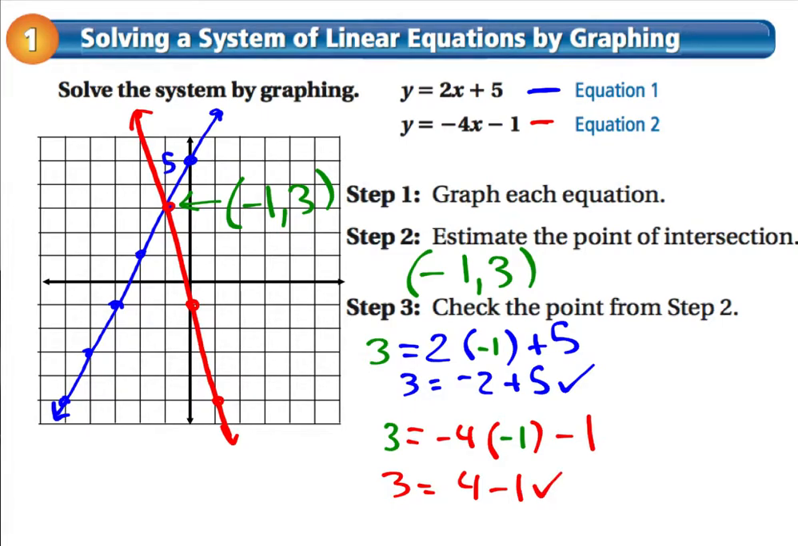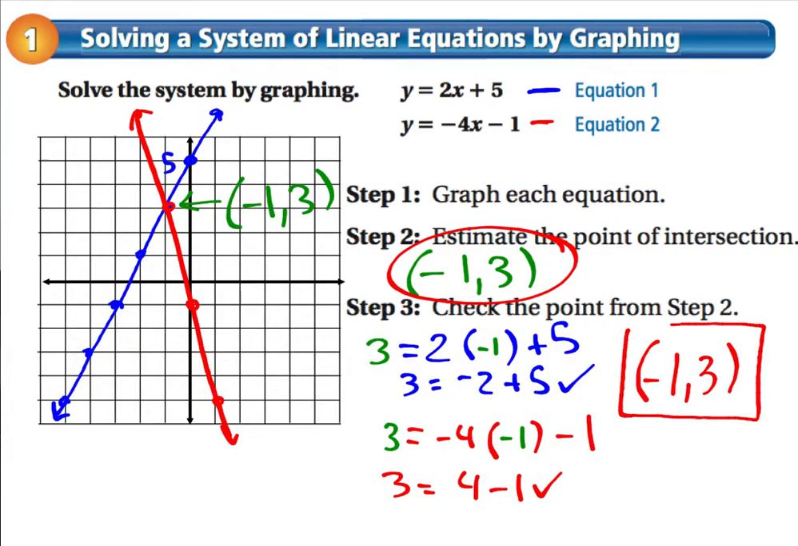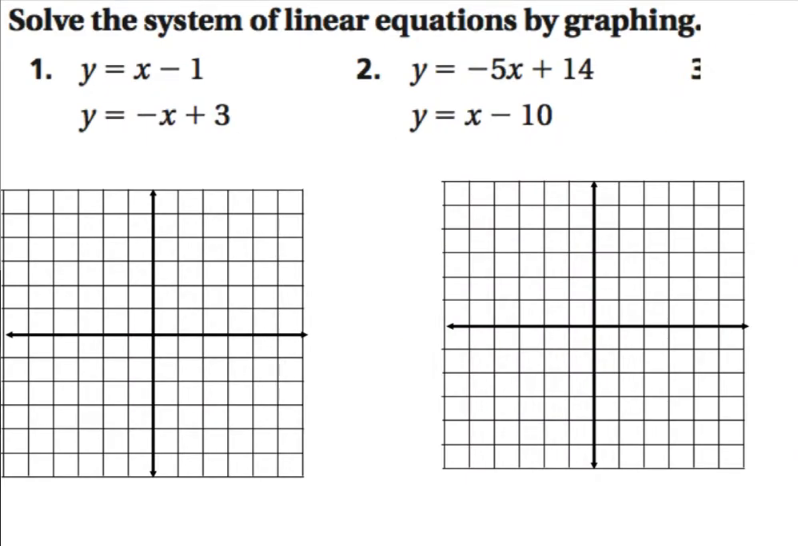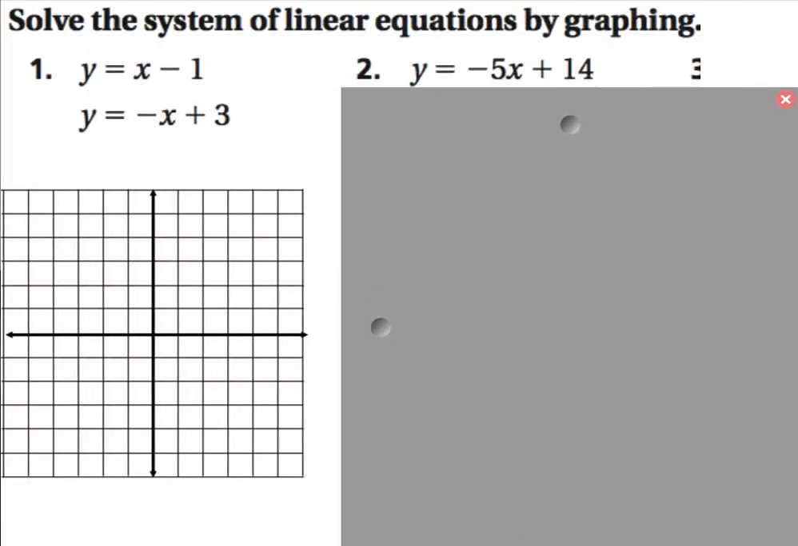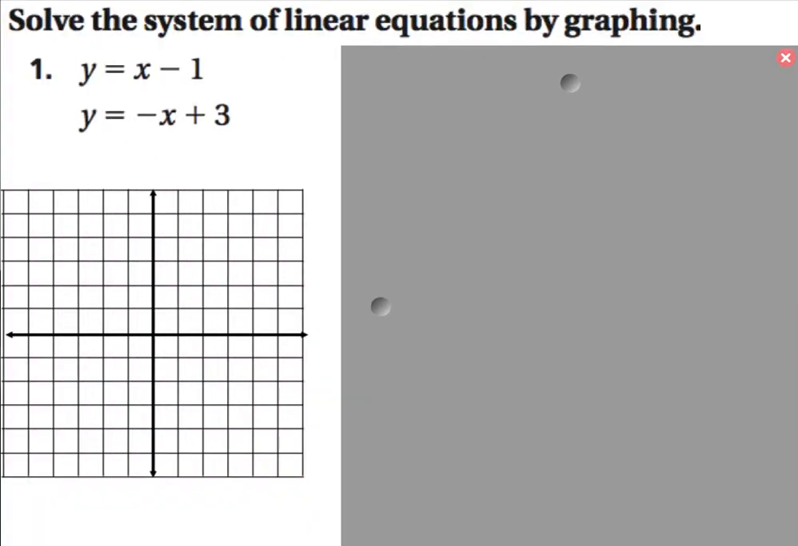So because this point, negative 1 comma 3, makes both of the equations true, it is the solution to this system of equations. It's the point where they cross. Let's look at some more examples. And we don't need to have all of this showing at once. Let's do this first. y equals x minus 1 and y equals negative x plus 3.